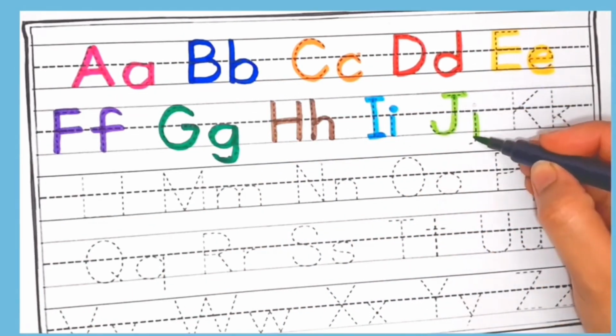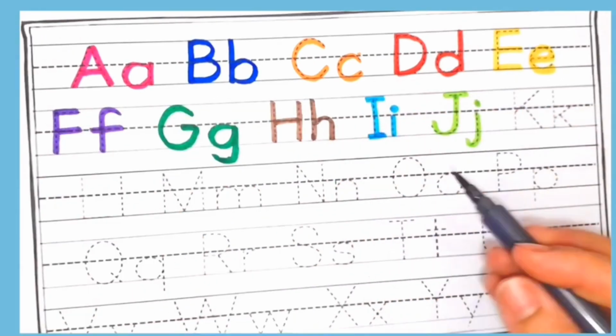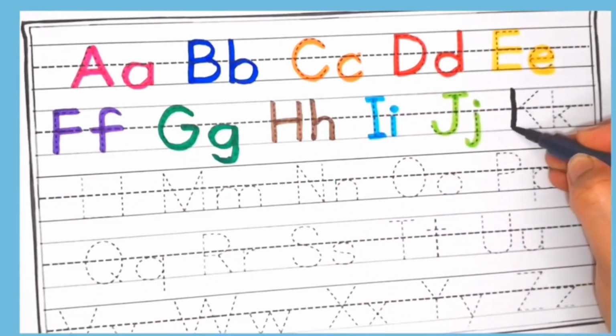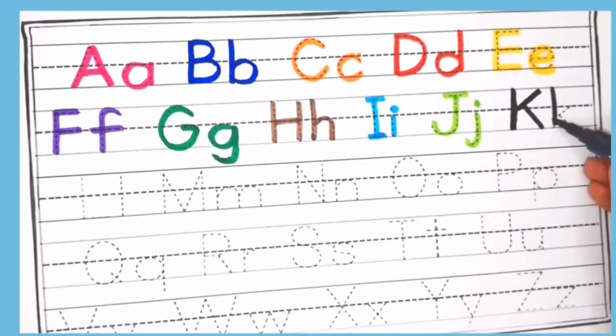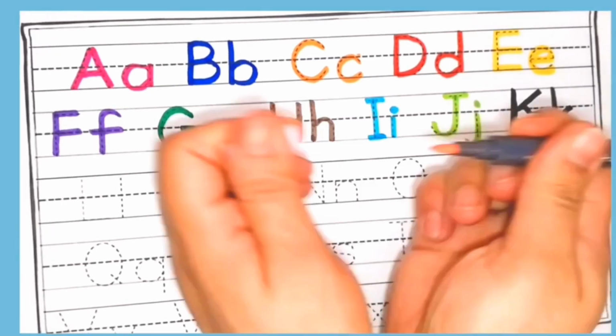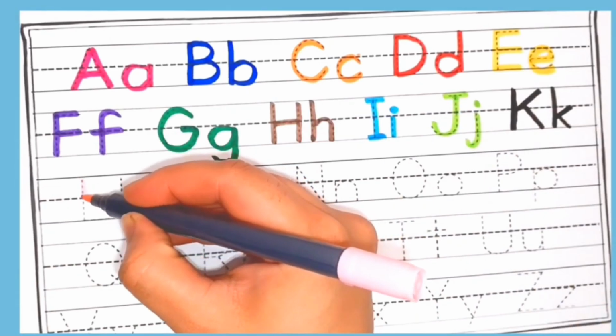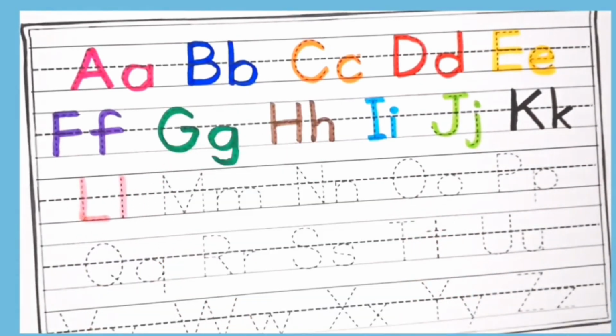Capital J, small j for juice. Capital K, small k for kangaroo. Capital L, small l for lion.